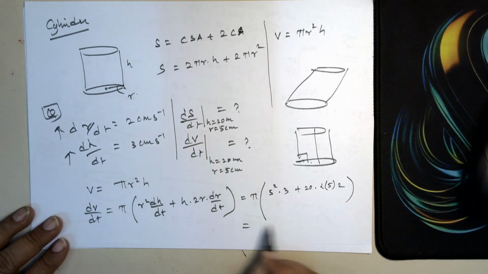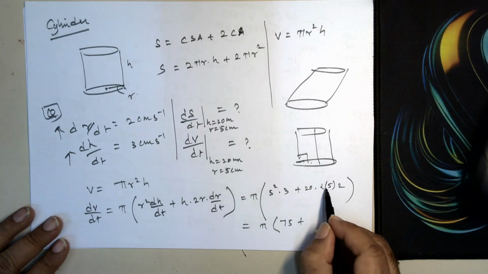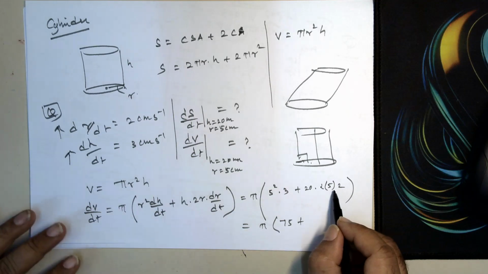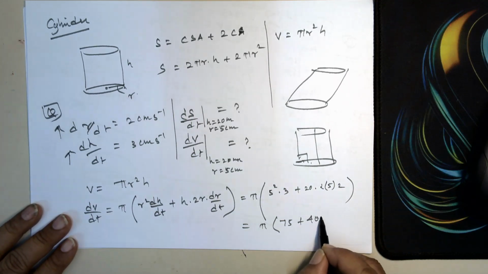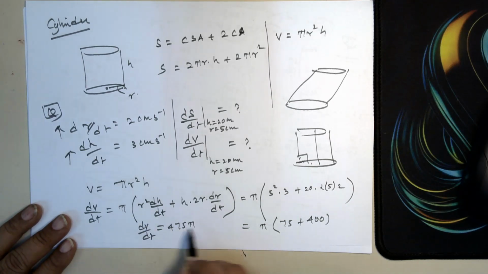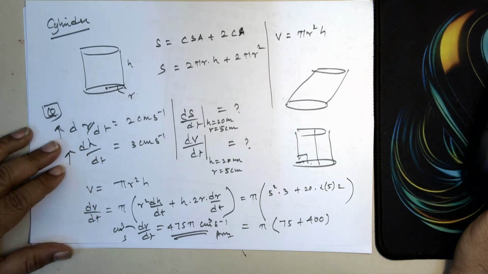That's all. So that is equal to 5 square, 25 into 3, 75, plus 2 into 5, 10, and then 20 into 20, 400, right? So it means 475 pi. This is the dV by dt value. This is centimeter cube, this is second. So centimeter cube per second. Okay, so this is one answer: 475 pi is the answer.